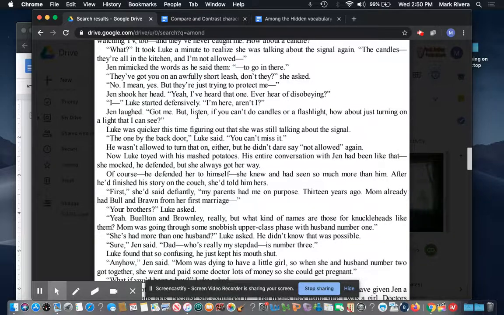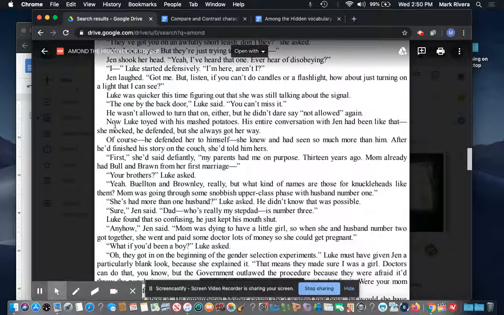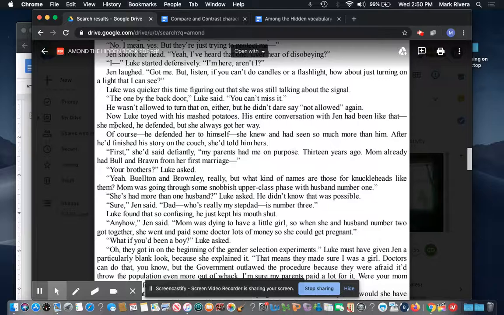Jen shook her head. "Yeah, I've heard that one. Did you ever hear of disobeying?" Luke started defensively. "I'm here, aren't I?" Jen laughed. "You got me. But listen, you can't do candles or a flashlight. How about just turning on the light so I can see?" Luke was quicker this time, figuring out that she was still talking about the signal. "The one by the back door," Luke said. "You can't miss it." He wasn't allowed to turn that on either, but he didn't dare say "not allowed" again.